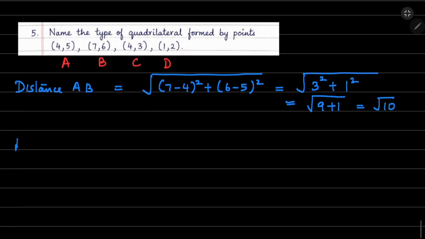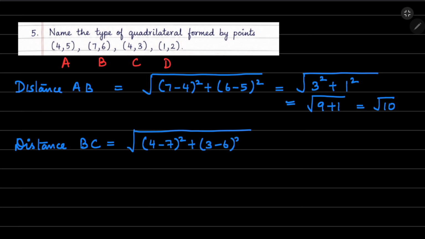Then let's calculate the distance of B to C. This will be equal to root of 4 minus 7 the whole square plus 3 minus 6 the whole square.